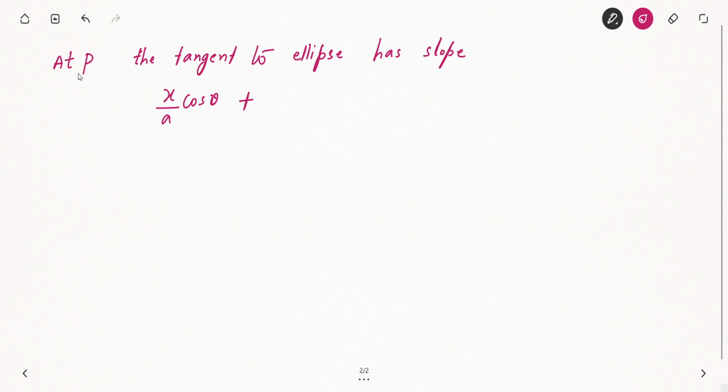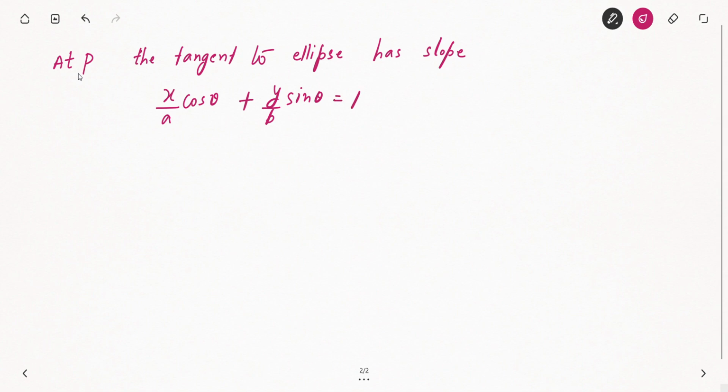Now we got the value of cos square theta and sin square theta. Now we need to find the tangent of the ellipse at point P. At point P, what will be the slope of the tangent to the ellipse? The tangent to the ellipse is: x upon A cos theta plus y upon B sin theta is equal to 1.